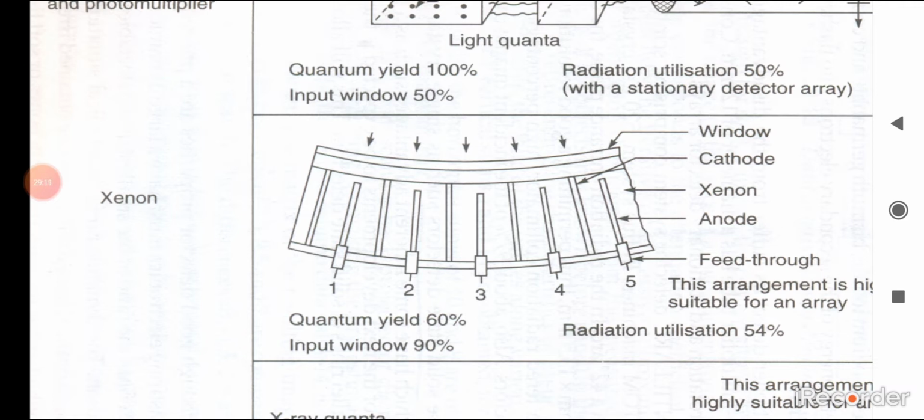Xenon gas filled detector, anodes. The feed-through arrangement is suitable for an array. Radiation utilization 54%, quantum yield 60%, input window 90%.